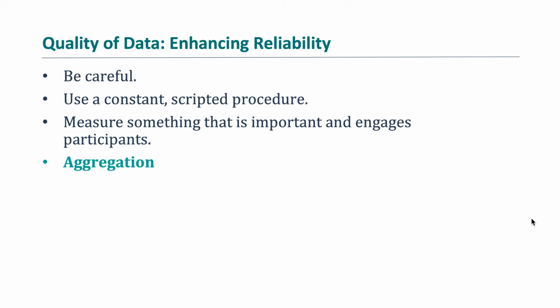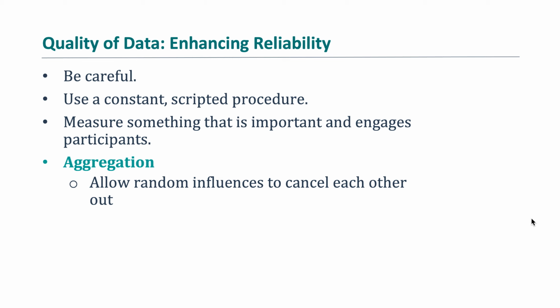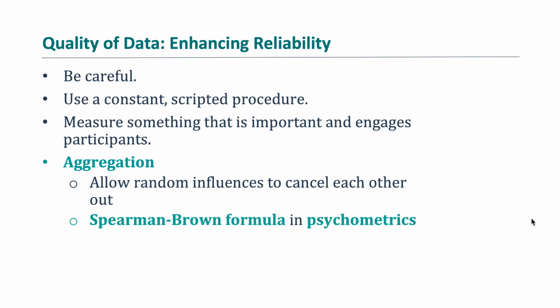The other thing that we can do is we can aggregate. Aggregate means that we're going to average different measurements. So we can use multiple measurements, and each of them might contain some error, but the idea is that if we get more, it will be able to suss out some of that error. What we can also do in this case is use what we call the Spearman-Brown formula in psychometrics. This is more nitty-gritty, but it's a mathematical formula that predicts the degree to which the reliability of a test can improve by adding more items.